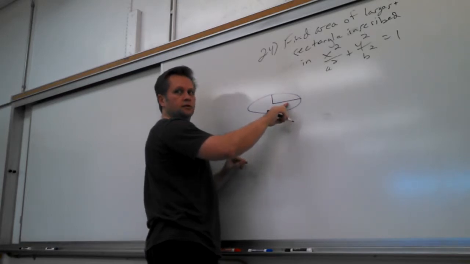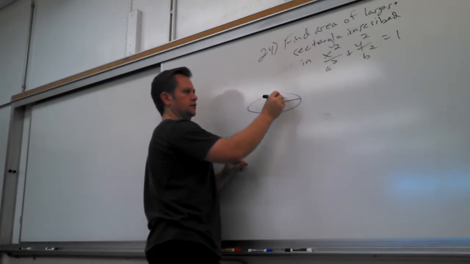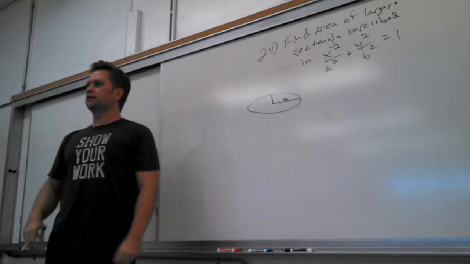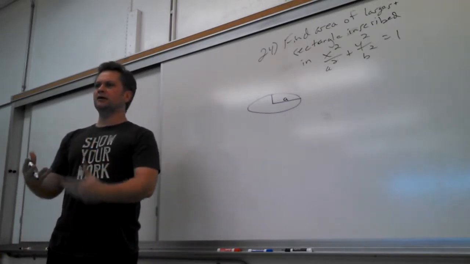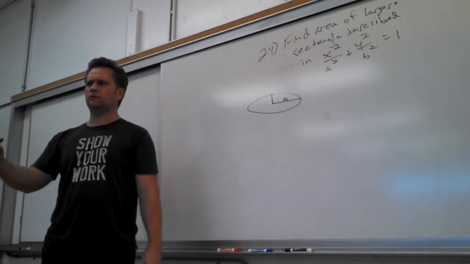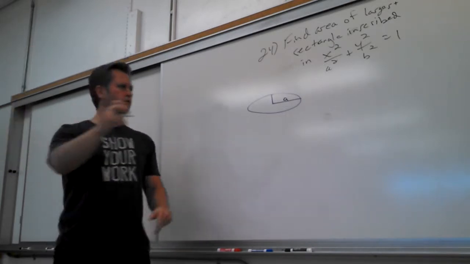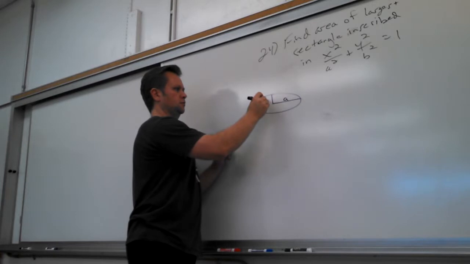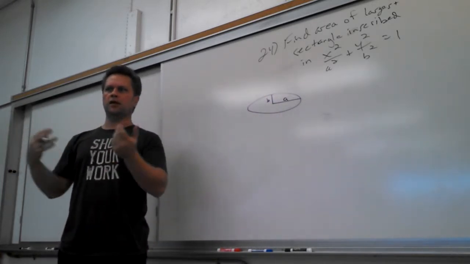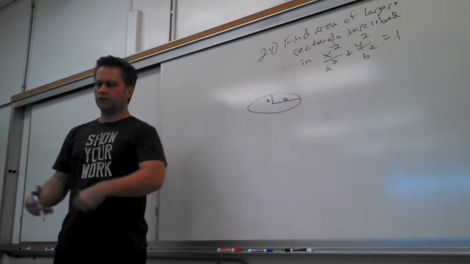Is it x squared over a squared? So how long is this? It's a. Why? Because what's with the x? a. Remember, whatever's with the x is what's in the x direction. Whatever's with the y is what's in the y direction. So how long is this? b. It's not a circle because we're assuming a and b are not the same. If a and b were the same, it would be a circle.